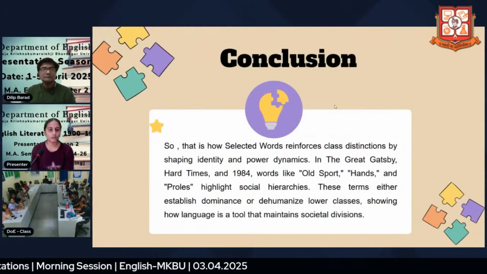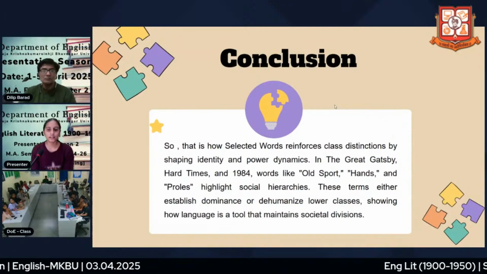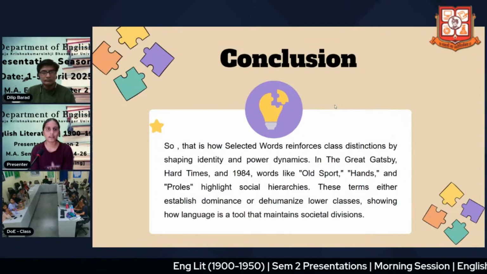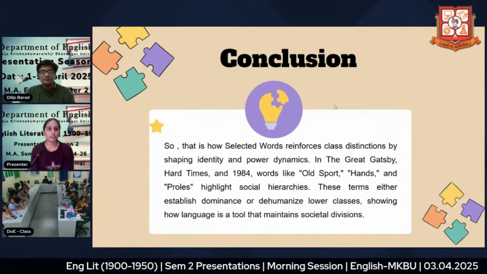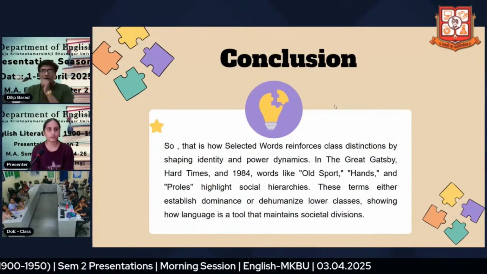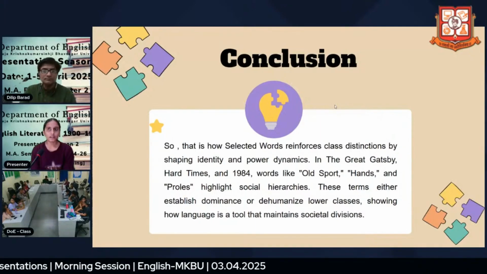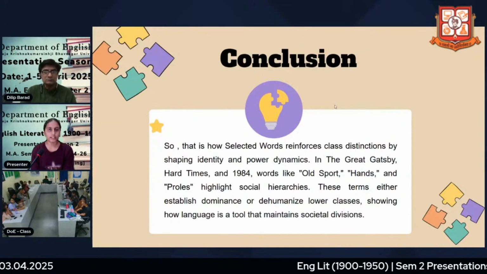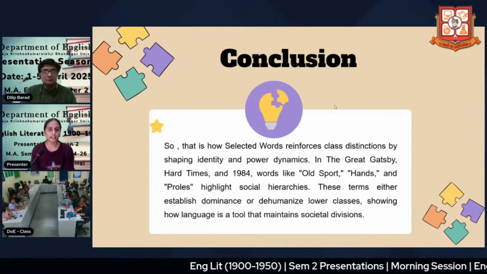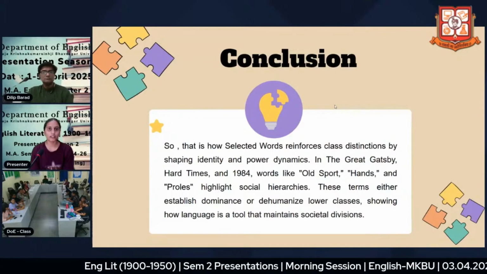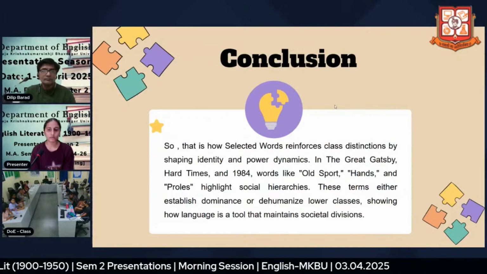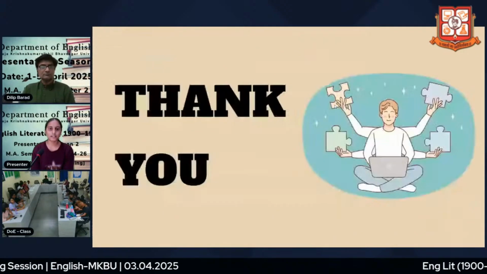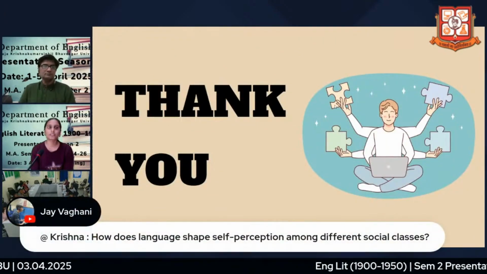So here is the conclusion: that's how selected words reinforce class distinction by shaping identity and power dynamics. As I mentioned earlier, it keeps on continuing from Mahabharata and Ramayana to the 19th century in Hard Times, the 20th century in Old Sport and 1984. Then in the 21st century, serials like Udan represent the conflict. So this is from my side. Here are the references, and now you are free to ask questions.